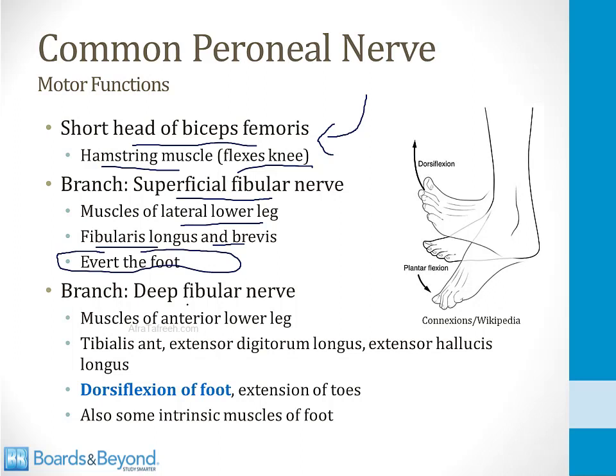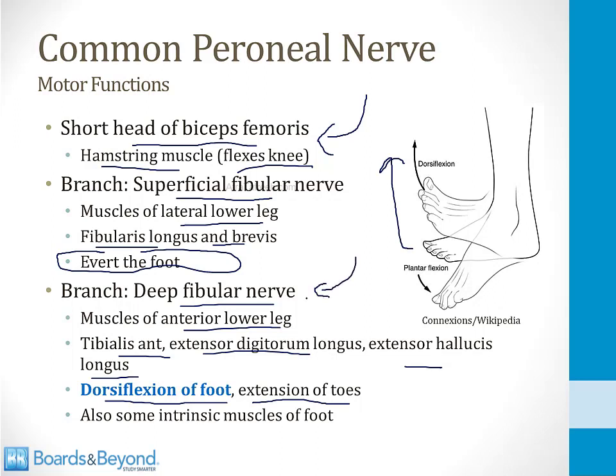And then finally, it gives off a branch called the deep fibular nerve, which supplies muscles of the anterior lower leg. These muscles include the tibialis anterior, the extensor digitorum longus, and the extensor hallucis longus. I don't recommend you try to remember all these muscles. But what you should know is that these muscles are important for dorsiflexion of the foot and extension of the toes. If you look at this drawing on the screen here, dorsiflexion of the foot means to move the foot and the toes upward, and that is done by the common peroneal nerve via the branch, the deep fibular nerve.